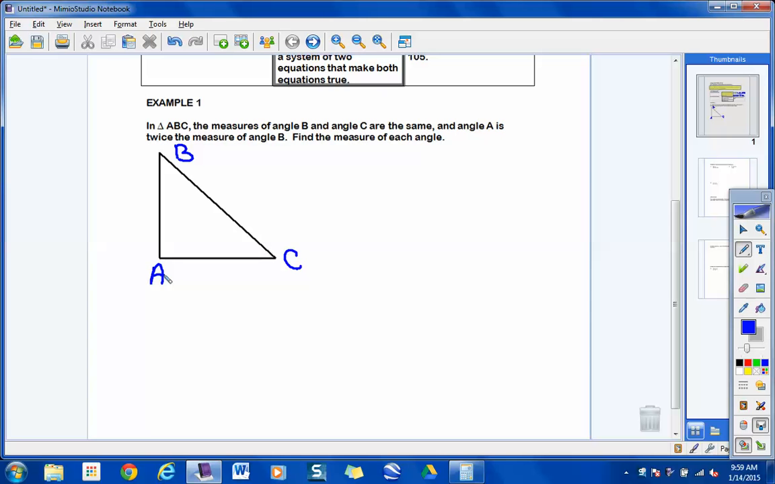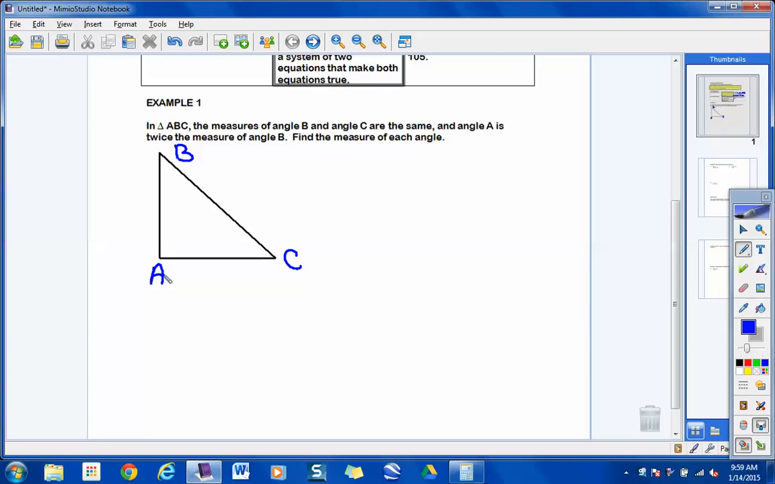Come back to this here. This is going to be important to understand in a second, but just get this labeled A, B, and C, all right? Better yet, let's roll it. What's it say is true about the measures of angle B and C?